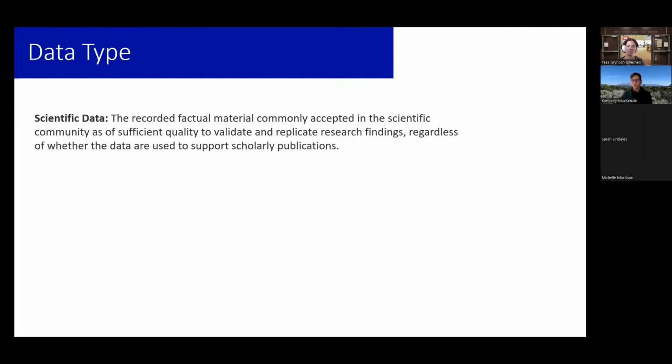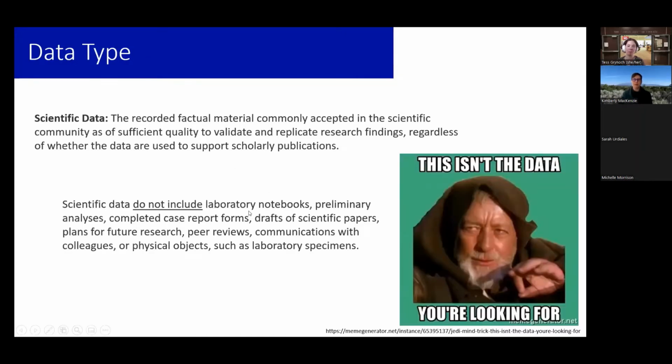I find that, as you might, a little bit vague, but here's what they say scientific data is not. Lab notebooks, preliminary analyses, case report forms, paper drafts, peer reviews, communications that you've had with your collaborators, or physical objects that went into that data collection, like your specimens. So they're really talking about the data that is being collected that is supporting the work described in that grant proposal. You know, they mentioned whether or not it's used to support scholarly publications. You know, if it's being used to support the grant proposal that was submitted to the NIH, that is something they're going to consider scientific data.